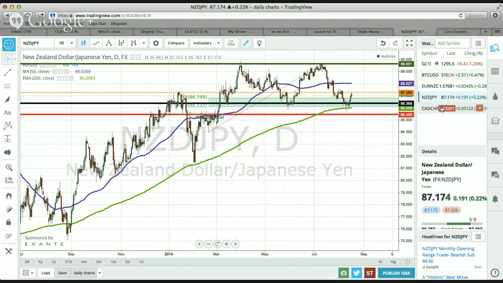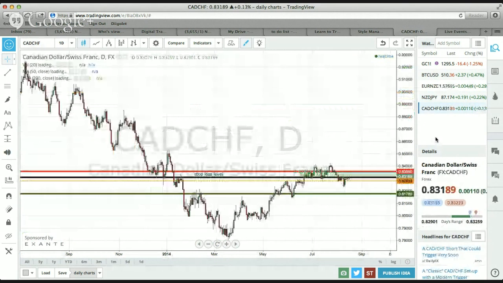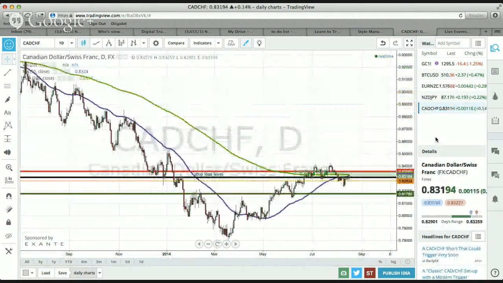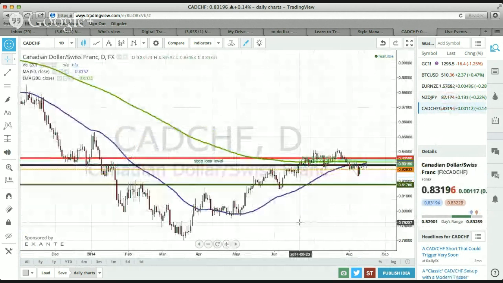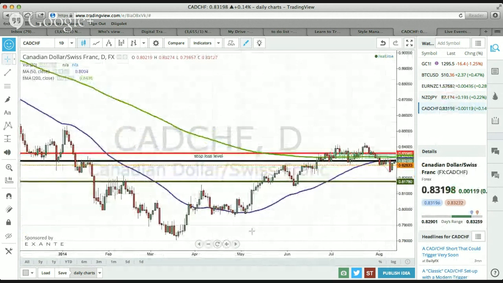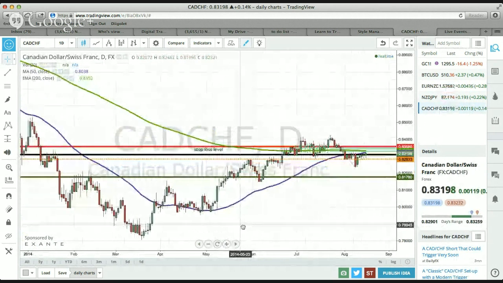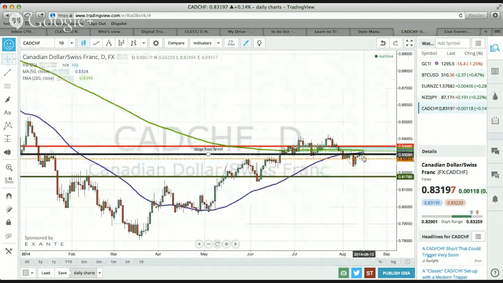One other order I have on that got filled yesterday is Canada Swiss, and I'm short Canada Swiss. Let's zoom in a little more here. We could probably zoom in even a little more. Okay, there we go. So price is below the 50 exponential moving average, below the 200 exponential moving average, and both those levels are very close to each other.